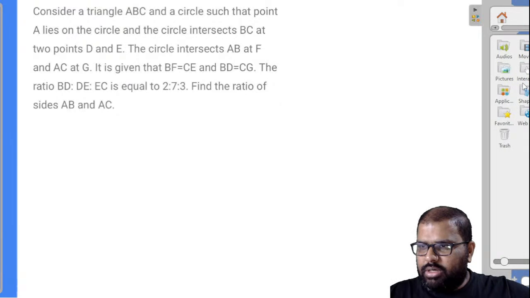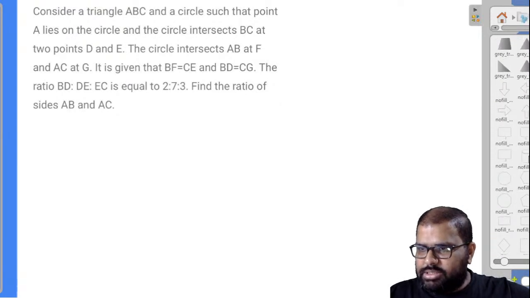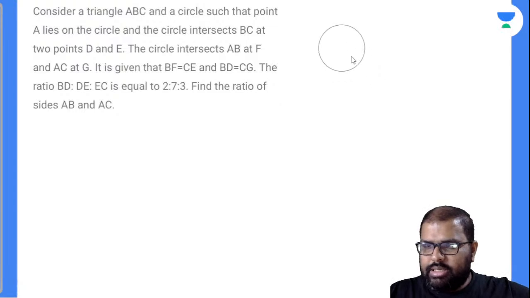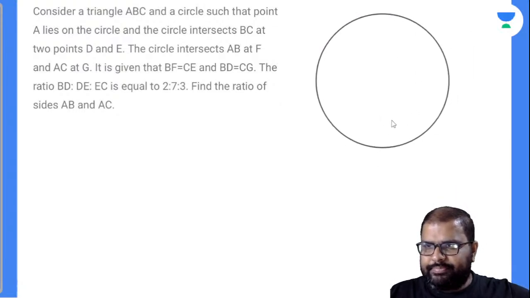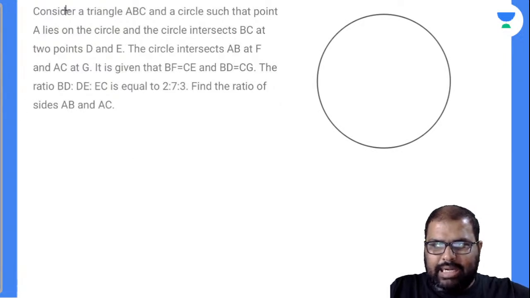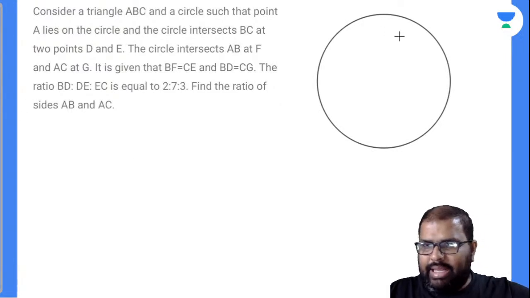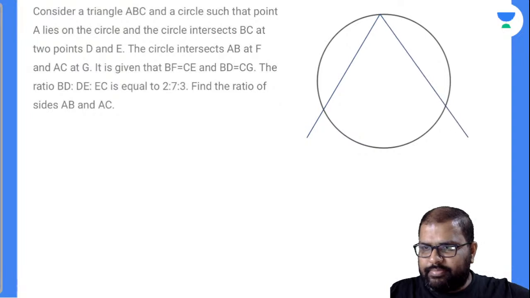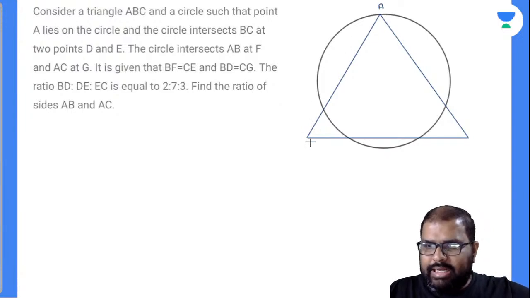Let's see. I'll draw the shape, then we can understand this. This is a circle. Consider a triangle ABC and a circle such that point A lies on the circle. Now, point A lies on the circle, and the circle intersects BC at 2 points. So let us suppose I take a triangle like this. A point lies on the circle. Now the circle intersects BC, now this is triangle ABC, at 2 points D and E. Now this is D.